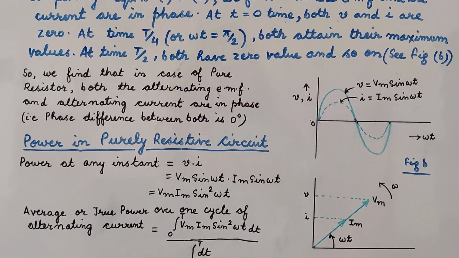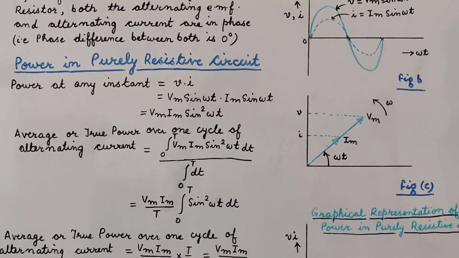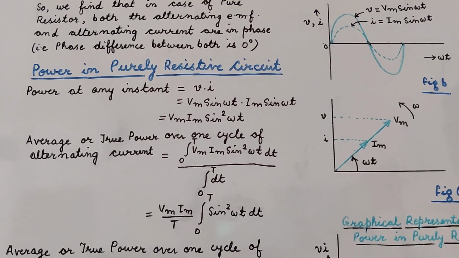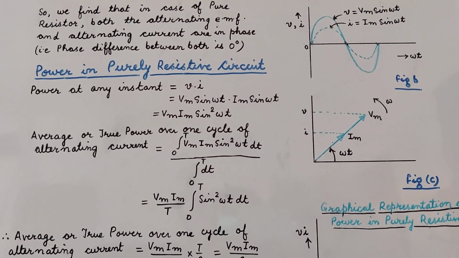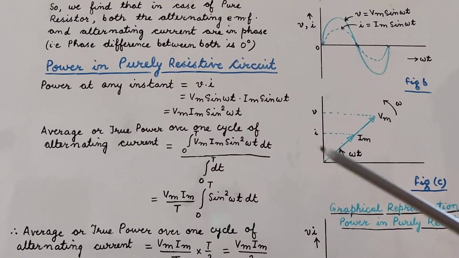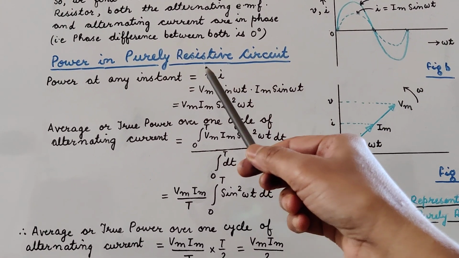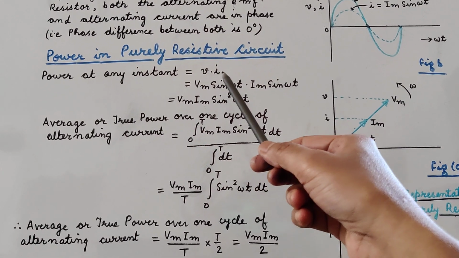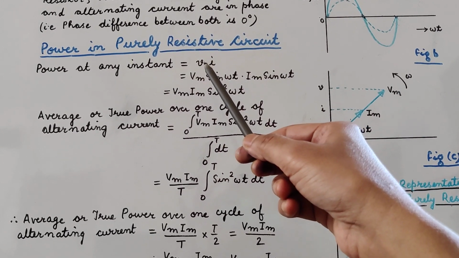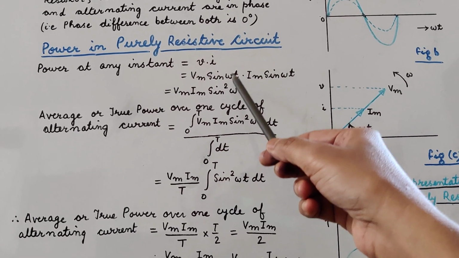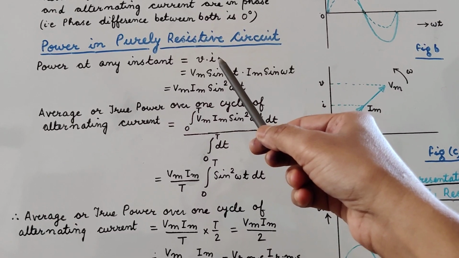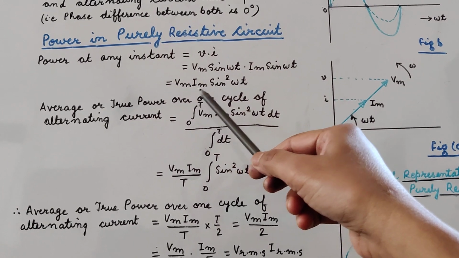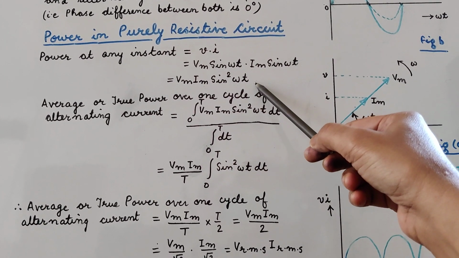Now we will calculate the value of power in a purely resistive circuit. We know that the power at any instant is the product of the instantaneous voltage and the instantaneous current. That is, power at any instant will be equal to small v into small i, and we know that small v is Vm into sin omega t, and the value of i has come out to be Im into sin omega t. So this can be written as Vm into Im into sin square omega t.